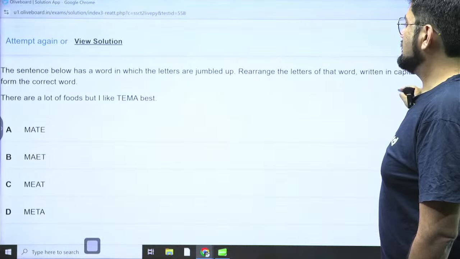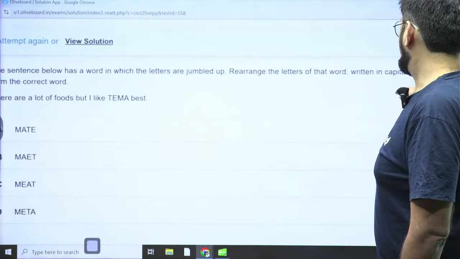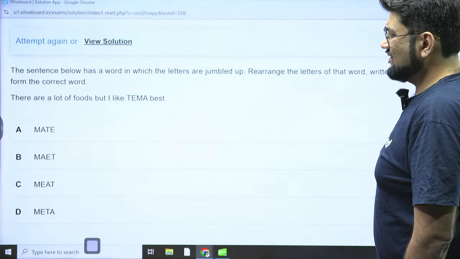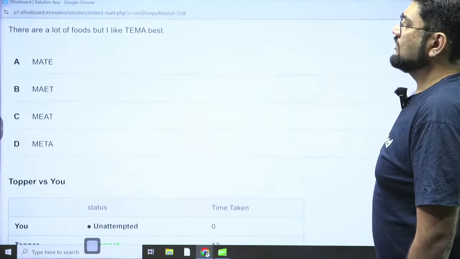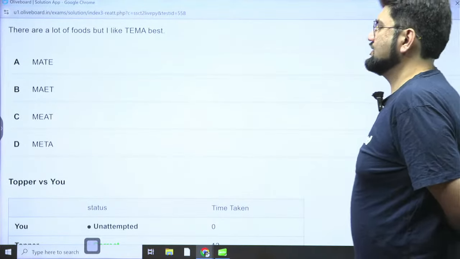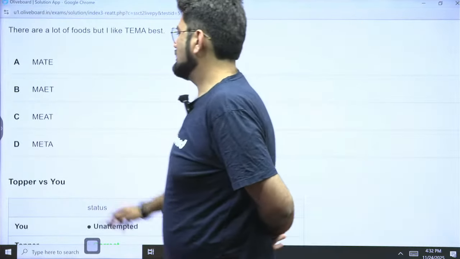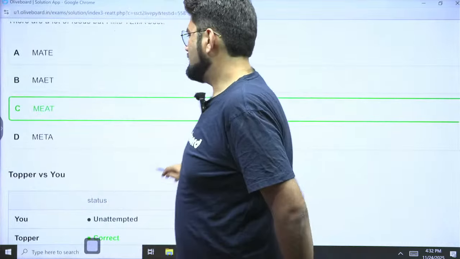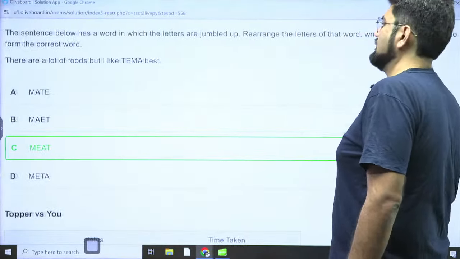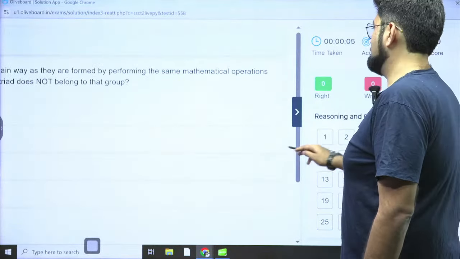Next. Sentence has a word with letters jumbled up. Rearrange the letters of the word, write in capital letters to form the correct word. There are a lot of foods, but I like tema best. What is this? Meat, I believe. Yeah, easy. 12 seconds. Excellent.